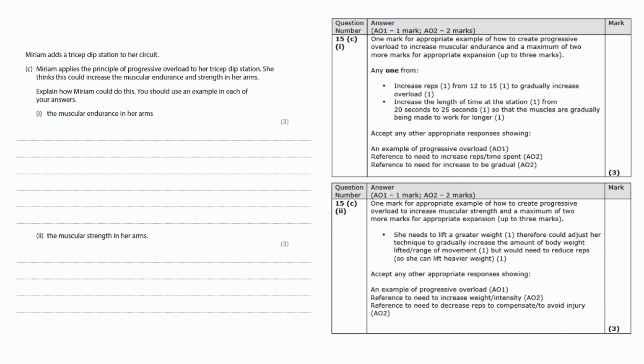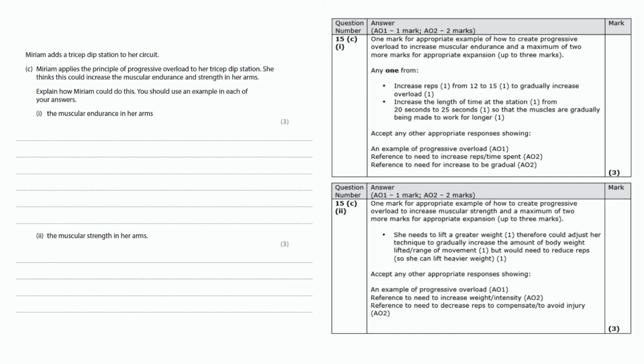The next question, Miriam adds a tricep dip station to her circuit. She applies the principles of progressive overload to a tricep dip station. She thinks this could increase the muscular endurance and strength in her arms. Explain how Miriam could do this. Use an example in each of your answers.